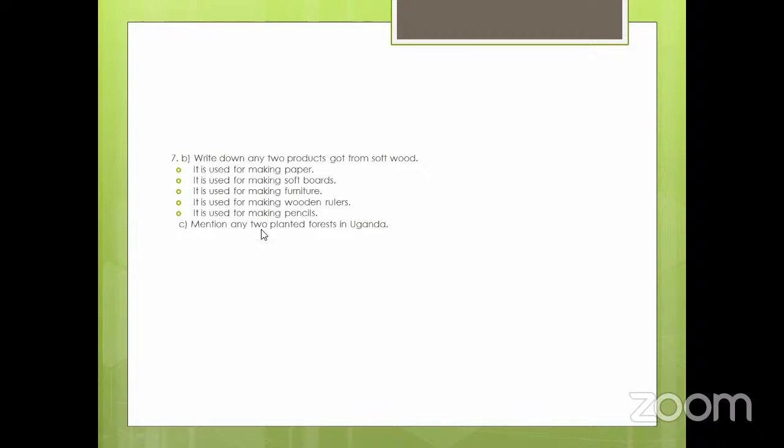Okay, then the next question. Mention any two planted forests in Uganda. Any two planted forests in Uganda? Do we know some of them? Do we know the planted forests in Uganda? Okay, some of the planted forests are there.